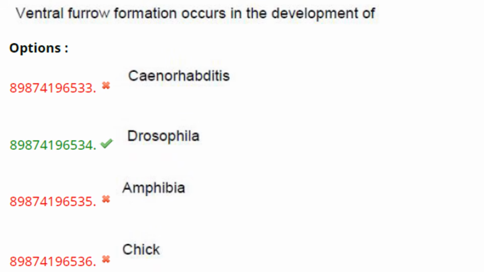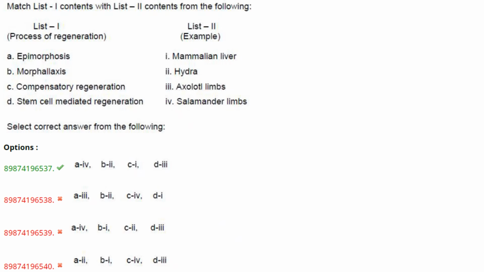Then ventral furrow formation occurs in the development of, this is a straightforward question. So naturally the answer is Drosophila. Ventral furrow, usually you study it in Drosophila. Then they have given the list 1 contents and list 2 contents, that is process. Okay, the process of regeneration and the example they have given.